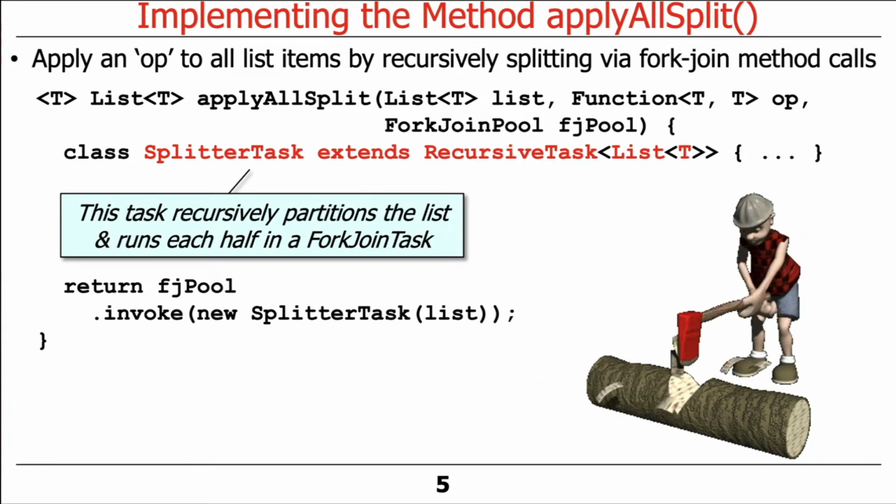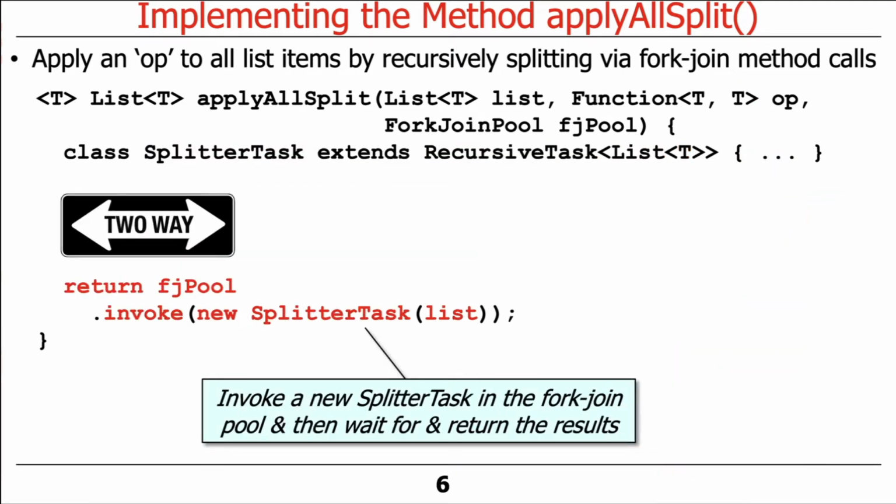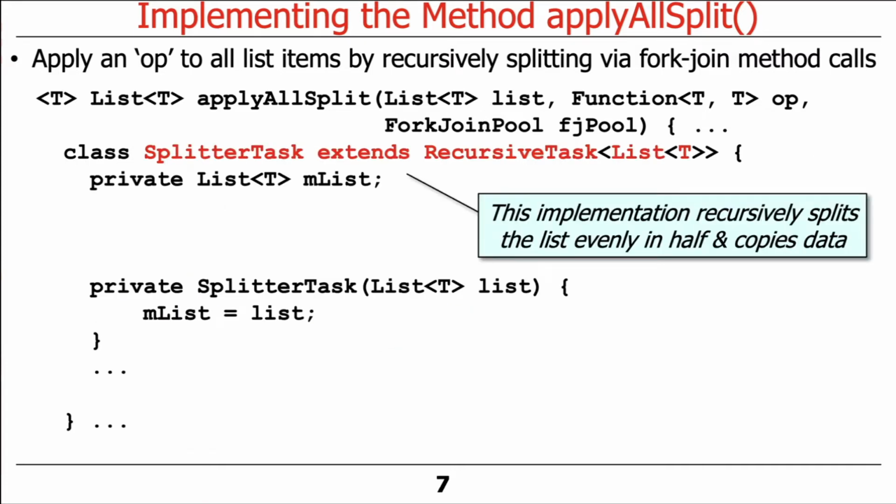The way it does that is by defining a SplitterTask that extends RecursiveTask. This use case is sort of the reason why the fork join framework exists: to be able to do this splitting evenly and efficiently. It starts out by creating an instance of SplitterTask for the entire list, and then it waits for the result. So it calls the fork join pool invoke method, which, as we all know, is the way you get non-fork join clients into the fork join pool, and passes that in.